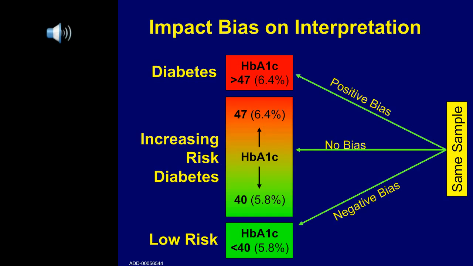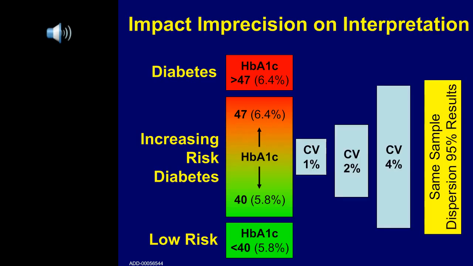The impact of bias on interpretation. Say you have a sample with a true value of 44 millimole per mole and you have no bias in your laboratory. You find exactly the correct value and the interpretation is correct, increasing risk. But when you have a positive bias of 4 millimole per mole, you will report a value of 48 millimole per mole and the physician will conclude this patient has diabetes. On the opposite, when you have a negative bias of 4 millimole, you will report a value of 40 millimole per mole. That implies that the physician will conclude low risk for this patient. So, quite wrong conclusions from wrong numbers.